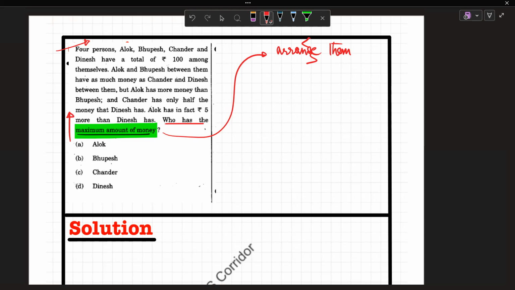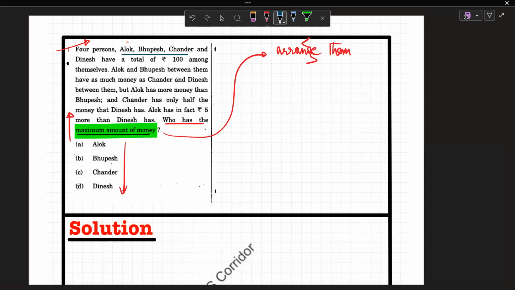That means you got the perspective. Okay, if the question is given to me, I will arrange them. Only idea is to arrange them. Then only I can find who has got the maximum amount of money. No need to find the value. No need to do anything. Just arrange them. Now let us see.